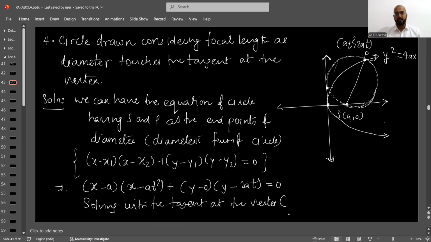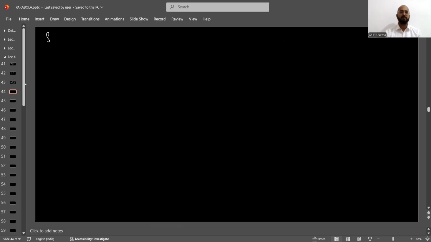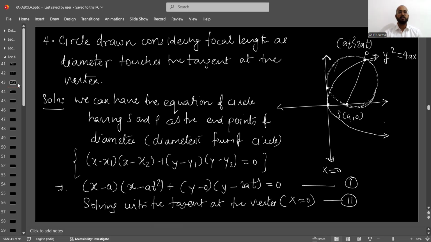This is my line, the y-axis here. So this is x equal to 0. Now I have this equation 1 and this is my equation 2. So solving equations 1 and 2 together is the same as just putting x equal to 0 into equation 1. So I'll have x equal to 0 when I plug in.